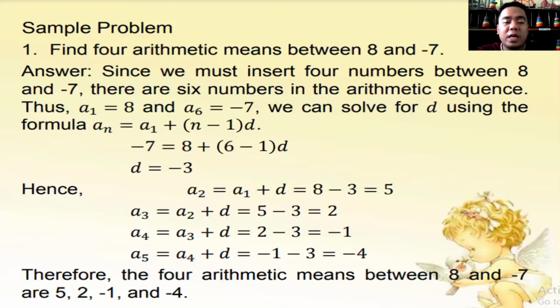Nganong kinahanglan nato pangitaon ang difference. Again, timan-an ang formula sa arithmetic sequence is a sub n is equal to a sub 1 plus n minus 1 times d. Where your a sub n is the term in the sequence, a sub 1 is the first term, your n is the position of the terms, and d is the common difference.